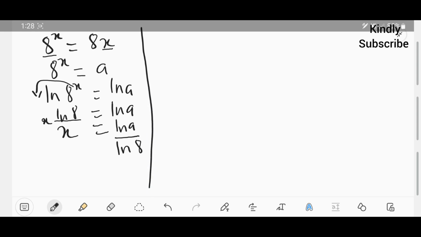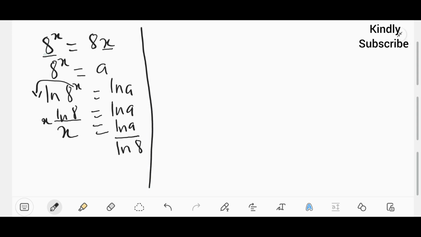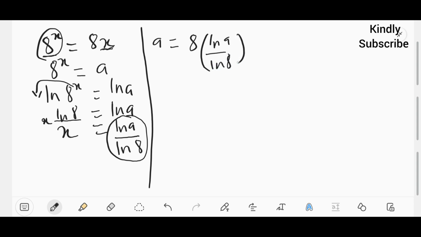All right, so we are replacing this whole 8 power x with a, so we get a equals 8 multiplying x, but now x is the whole of this, right? So replacing x with that. Okay, now we can see that this ln of 8 over here can multiply this over here, so we get a ln of 8 equals 8 ln of a.